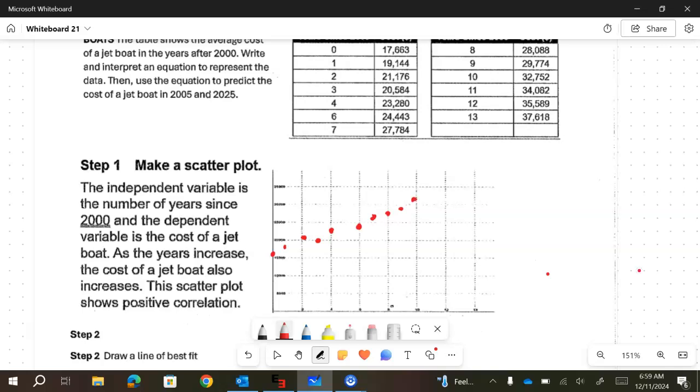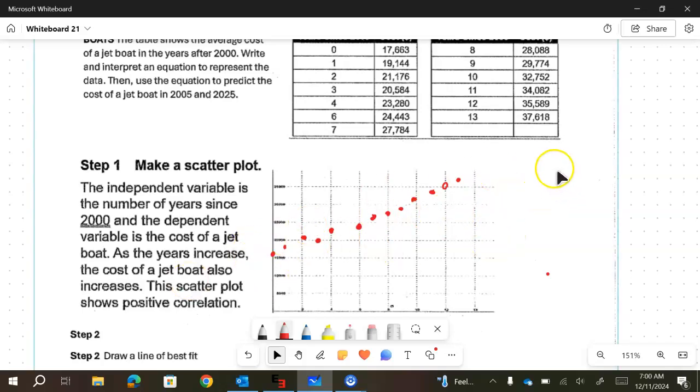11 all the way up to 34,000, which would be about right there. 12 is just above 35,000, so about right there. And then 13 is going to be right in between 35 and 40,000. So our scatter plot's probably going to look something like this right here. We just took this data and plotted it. We can see there's a trend here, right?